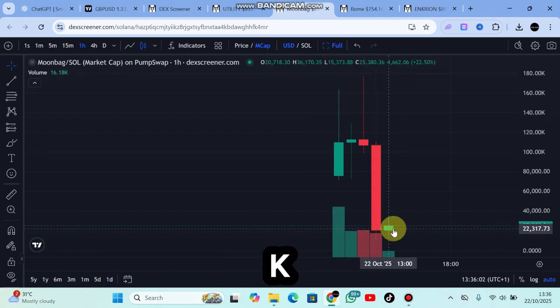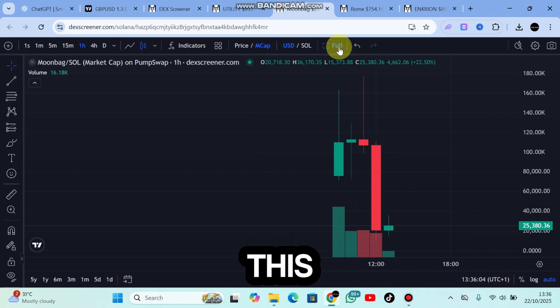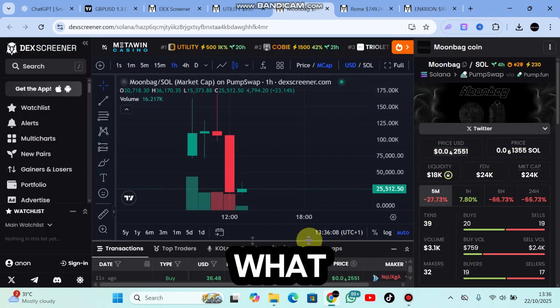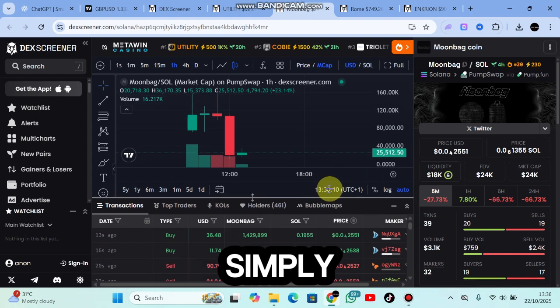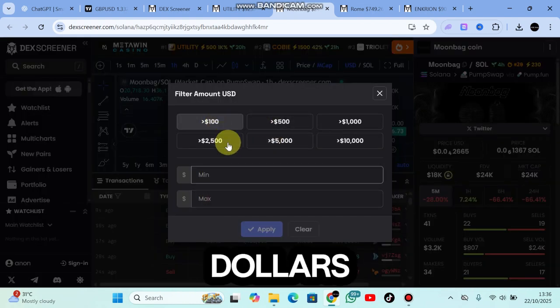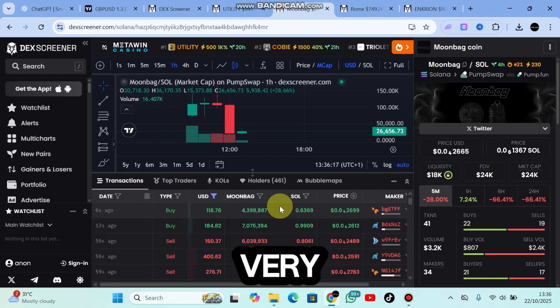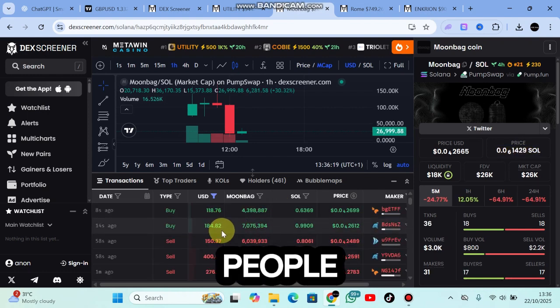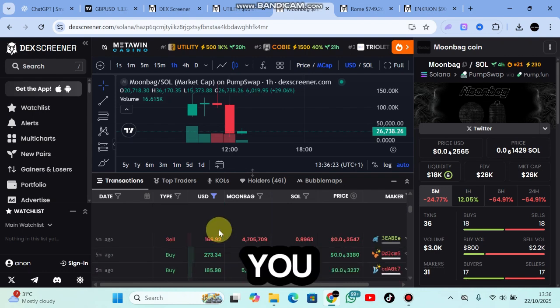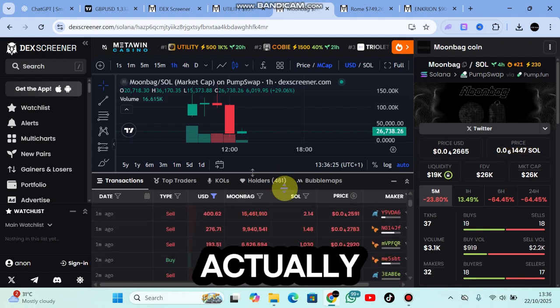It is down to 22k market cap. So on this particular token, what you should do is simply wait and come to this place. Let's say $100, and see who is putting money into this coin. Very important: just two people means it is more of profit taking that is happening on this particular token. So these are really the dips.